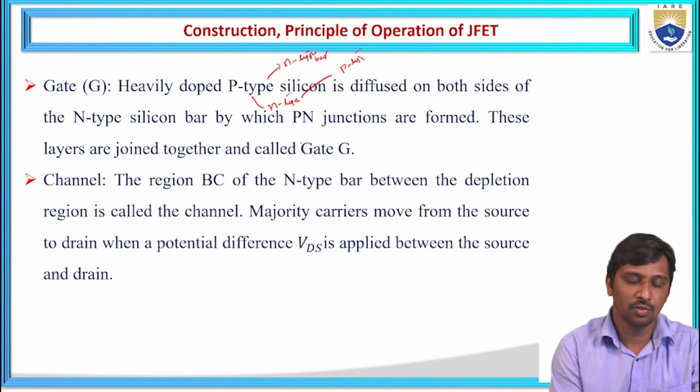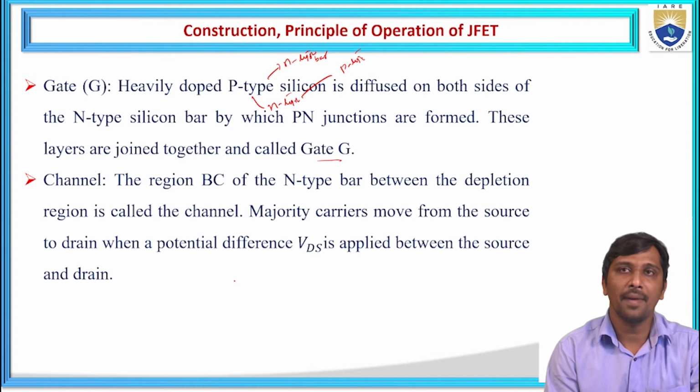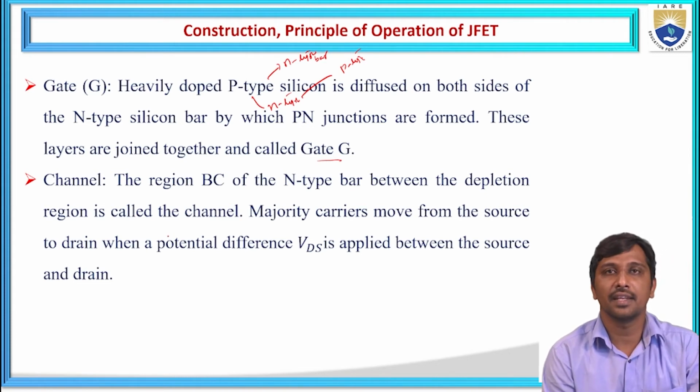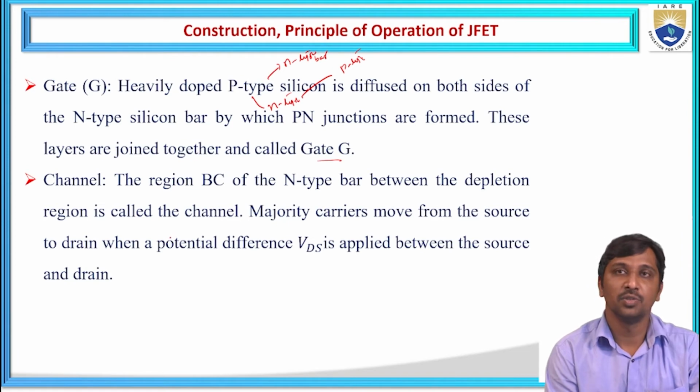Internally, we know that it is shorted, and that terminal is called the gate. Apart from these three terminals, source, drain, and gate, a channel is established to allow or repel the charge carriers from the source to the drain. The region through which the charge carriers move from the source to the drain is called the channel region.